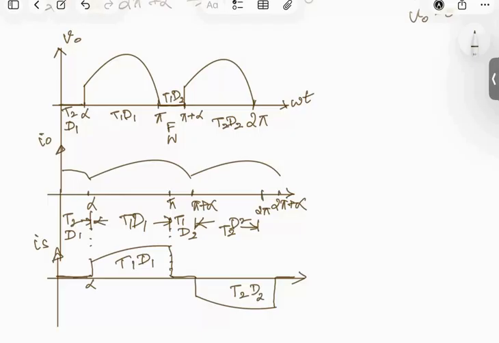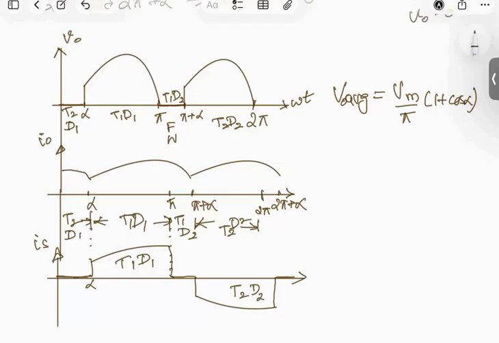Now we can see that the V0 waveform is similar to the waveform obtained for R and RL loads. If you wish to see the derivation of V0 average and V0 RMS, you can have a look at the videos given in the description. So the V0 average will be equal to Vm by pi into 1 plus cos alpha, which is the same value as we got for the R load and RL load continuous conduction mode.